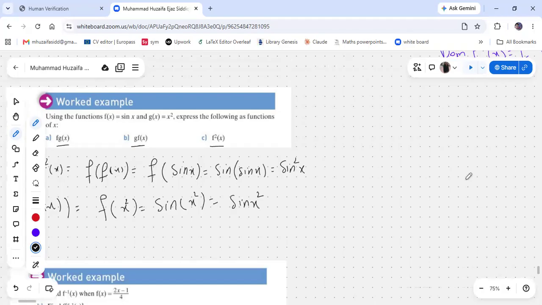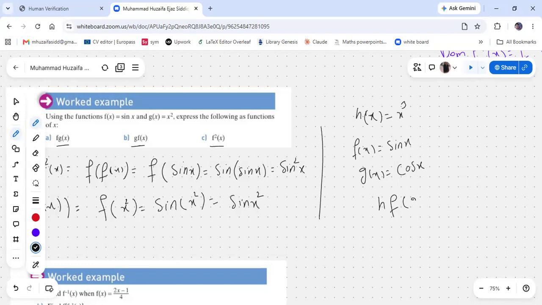Okay. Here I'm giving you some extra problems. You can try this one. So h of x is equal to x cube, f of x is equal to sine of x, and g of x is equal to cos of x. So you want to find h of f into g of x. Can you try it, please? Yes, sir, I will.